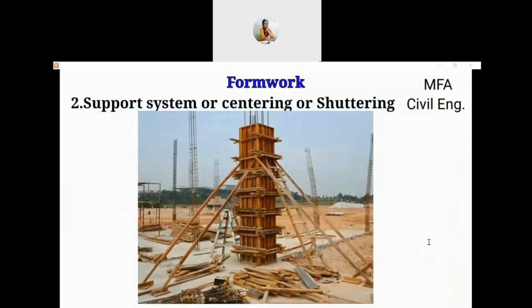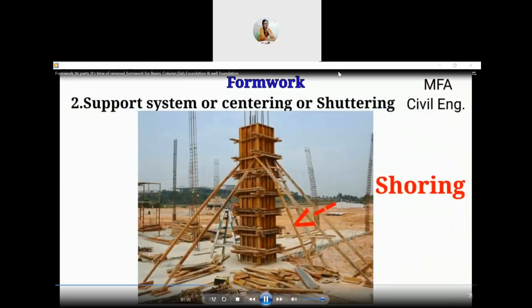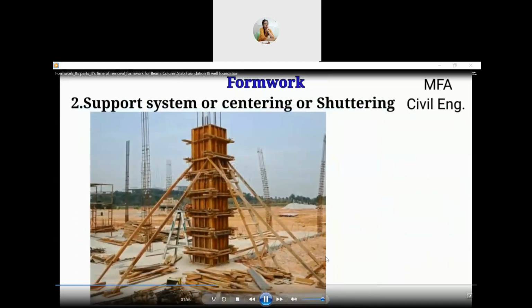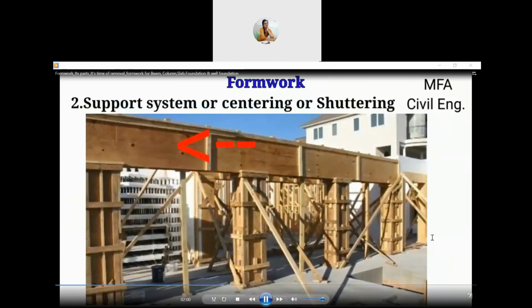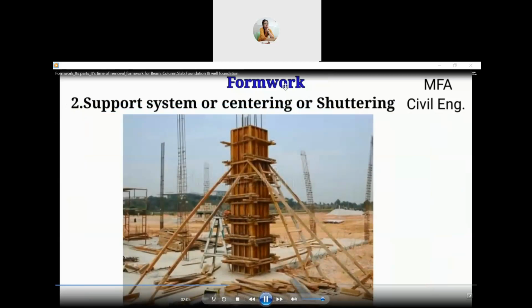For a column, the centering consists of inclined supporting poles or struts. This is known as the shoring. The shoring is also easily adjustable so that the plank can be made perfectly vertical. The verticality of a plank is checked by the plumb bob. Thus, for the horizontal planks, vertical poles are used, and for the inclined or vertical plank, struts of various sizes are used as the shoring.